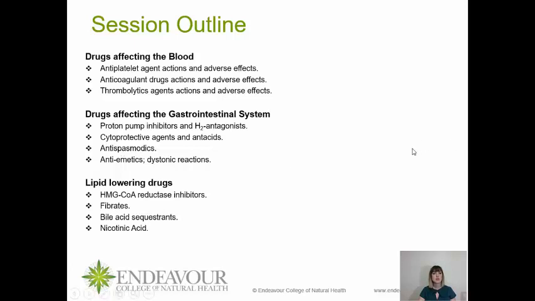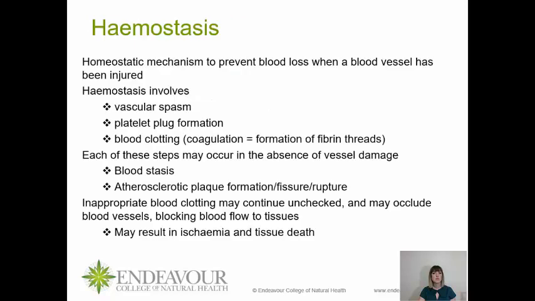So we're starting with drugs affecting the blood, and we are just looking at drugs that affect hemostasis within the blood. So hemostasis is what we call the mechanism that prevents blood loss when a vessel has been damaged, that stops blood flowing out of a damaged vessel. So there's 3 key components to hemostasis.